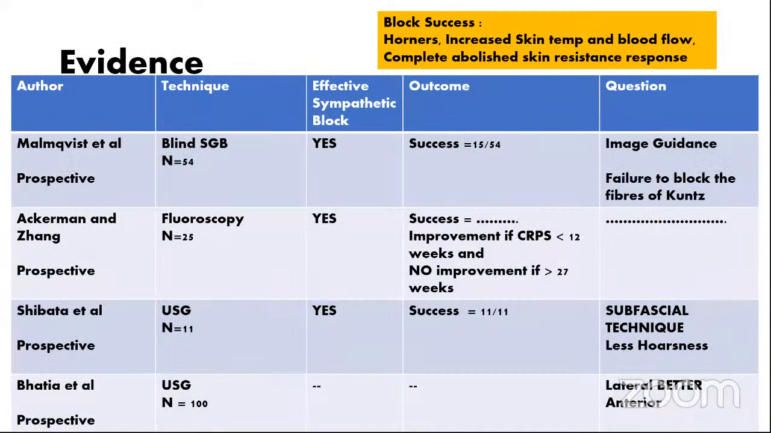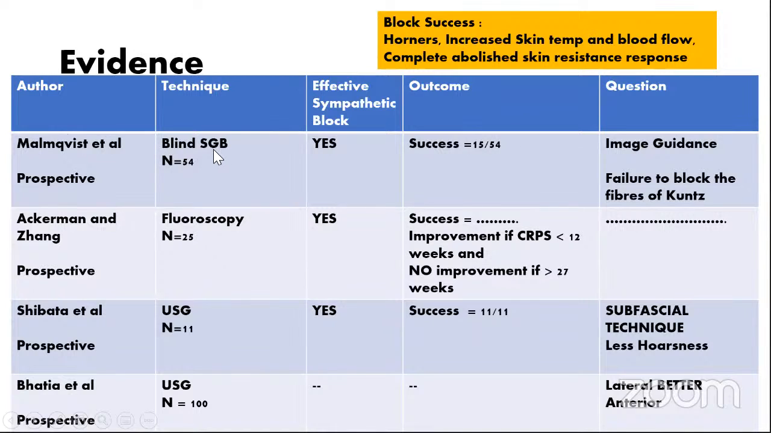What is the evidence? If you consider the block success as Horner's syndrome, increased skin temperature and blood flow, and a complete abolished skin resistance response. So this is the one that we usually do not see, but we definitely see the three Horner's: increased skin temperature and blood flow.